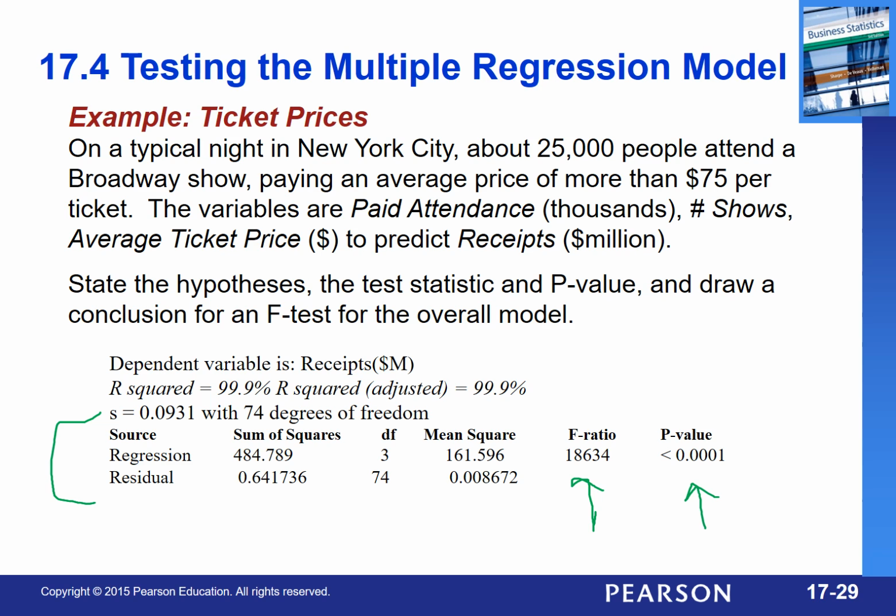And our p-value is really tiny. So you look at this and you're like, oh, this is statistically significant. I've done a significant job at modeling the receipts for New York City Broadway shows. The other thing you should look at is, well, my R squared is great, so clearly I'm doing a good job here too. But if you're doing the hypothesis test, you really should be looking at the F ratio and the p-value to make this decision.